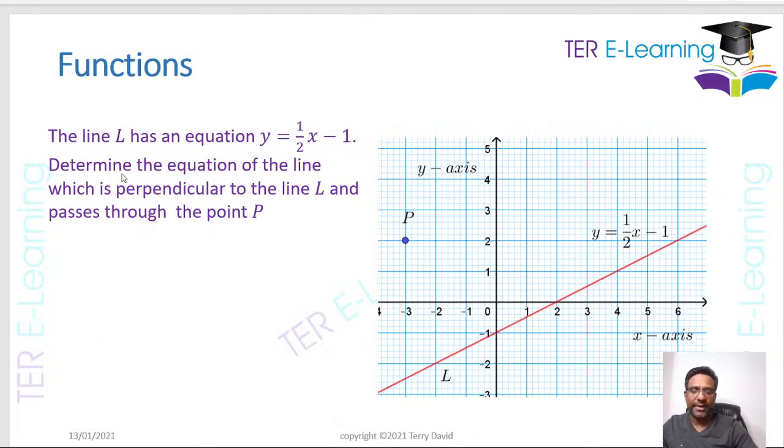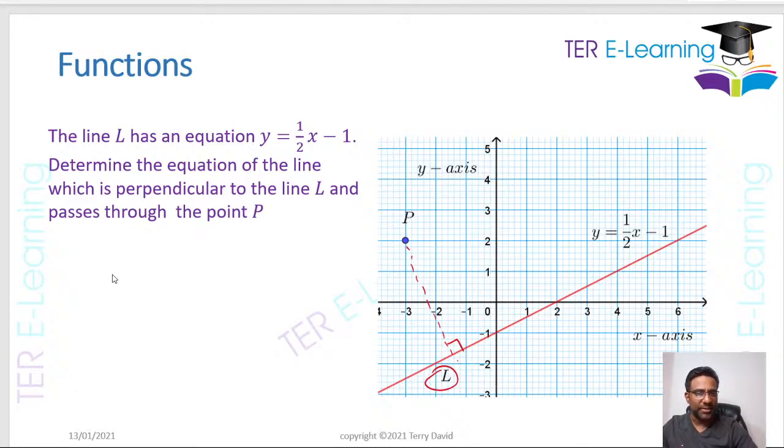All right. So this one here now, we have a line L. That's this line here, the red line. We know what the formula is: y is equal to half x minus 1. Determine the equation of the line which is perpendicular to L but passes through P. So this is what they're asking us for. They want to know what this line is, because we want a perpendicular line. That line has to meet at 90 degrees.